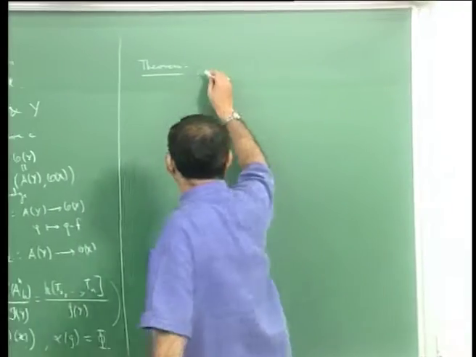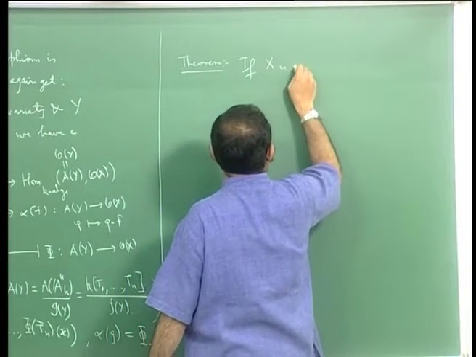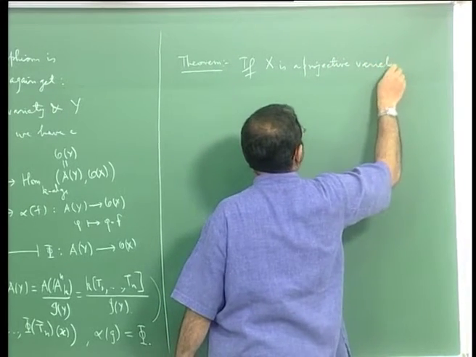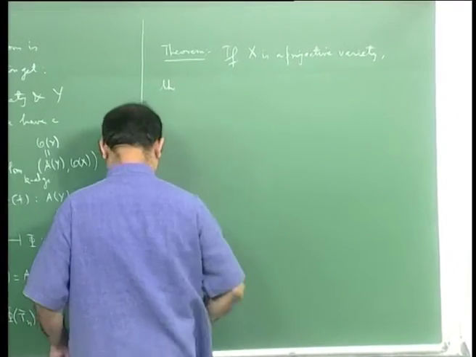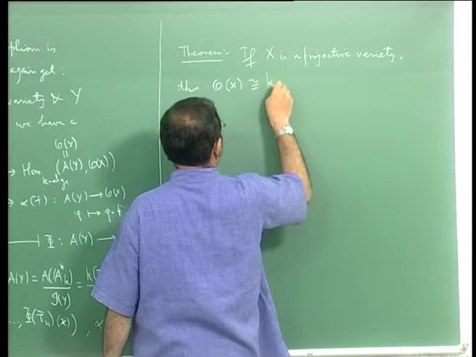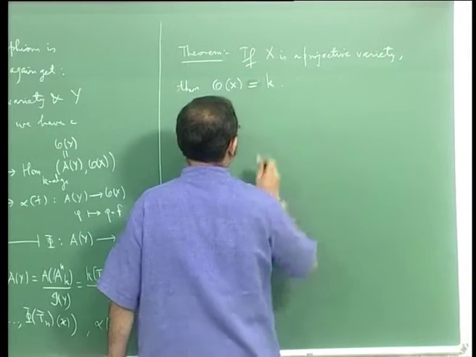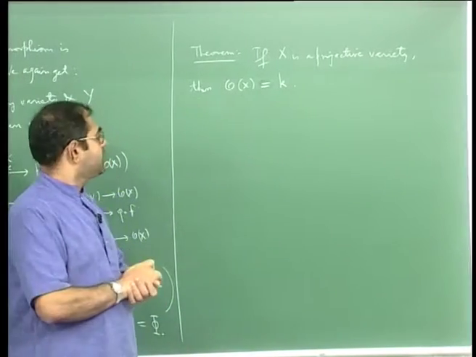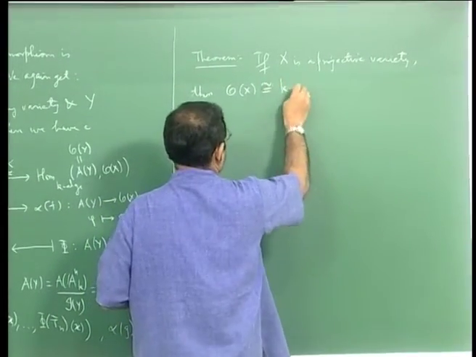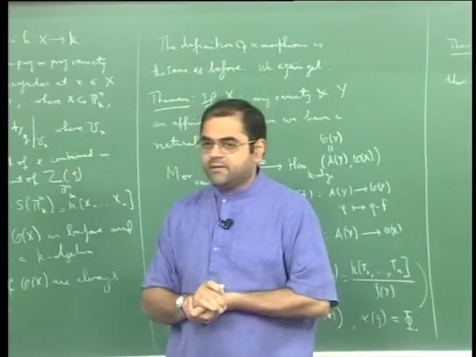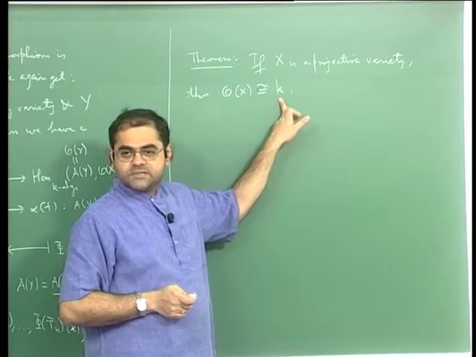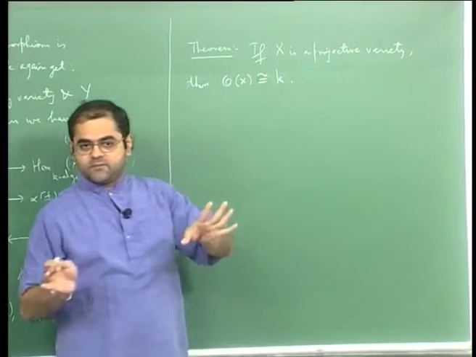So the theorem is that if X is a projective variety, then O of X is isomorphic to K. O of X is just K. By isomorphism I mean that every global regular function is a function that corresponds to a constant, it is a constant function, and the only global regular functions are constant.